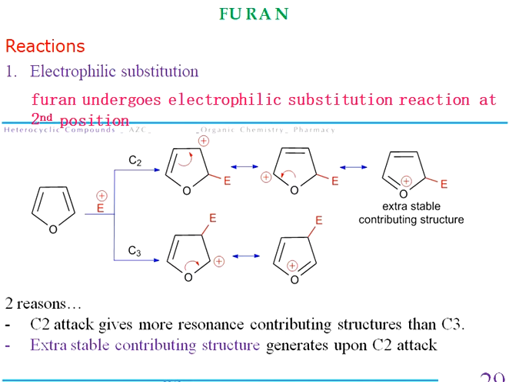The one reason I'll tell you, you can clearly see from this picture, you have three resonating structures in the case of the C2 substituted product. So this gives higher stability to the product.